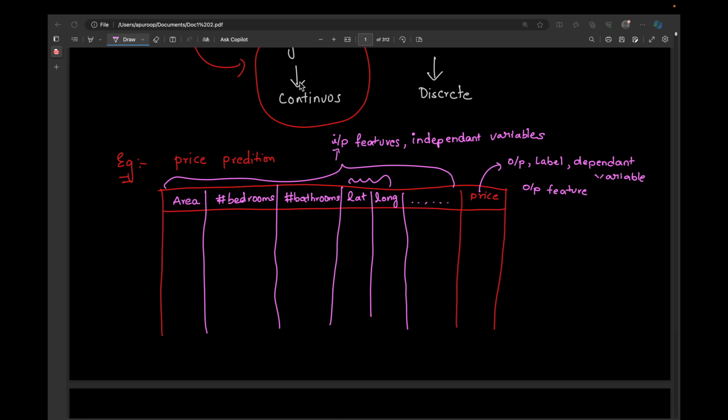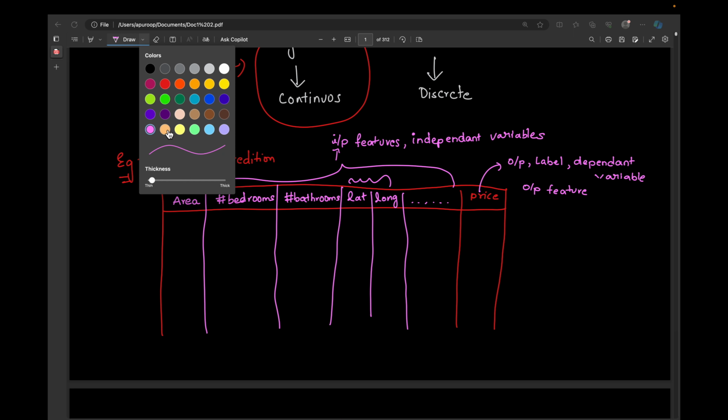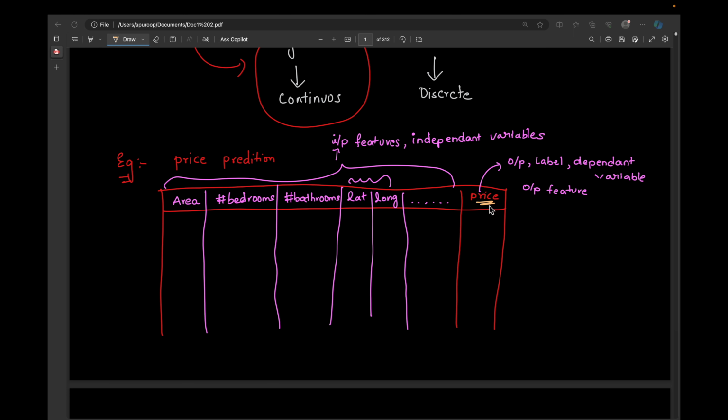So these will be our input features and this is the output, that is price. With input values like A1, B1, C1, D1, E1, which are the values of area, bedroom, bathroom, latitude, and longitude, we have specific values for all the features. Finally, we have an output corresponding to these input values, and that is our output Y1. Like that, we need to collect the data. This is called one data point.